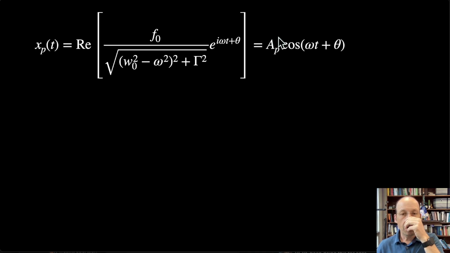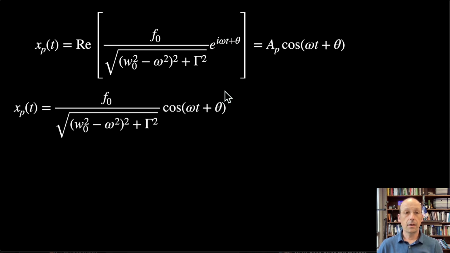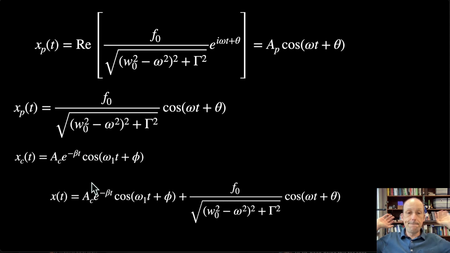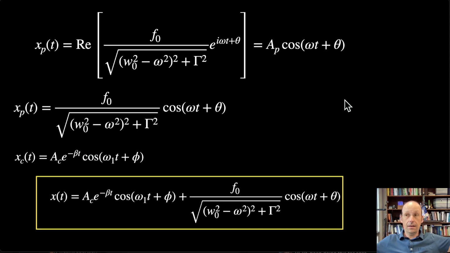So I have some amplitude. This is an oscillating term. This is just some constant amplitude. I mean, it's not really constant. It depends on omega, right? It's constant once you start the whole thing. And then I have cosine omega t plus theta. That's the real part of this. Okay, so there we go. That's my particular solution. So now I'll just have to add that to my characteristic solution to get the whole thing, and boom, that is it.